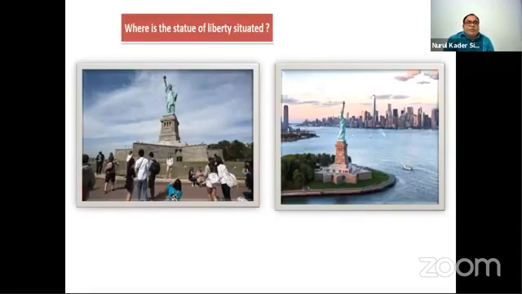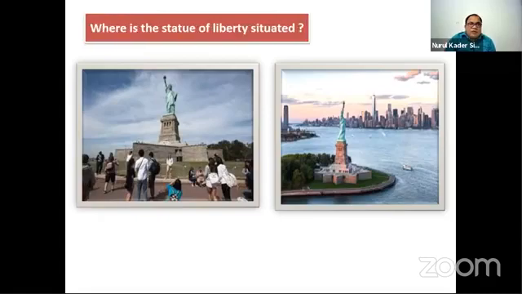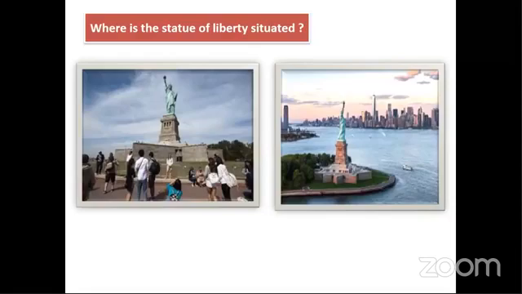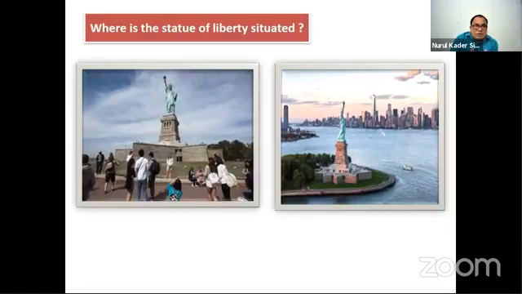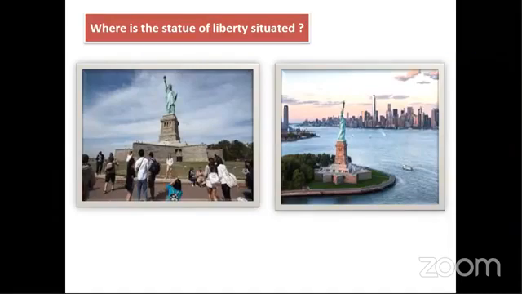Where is the Statue of Liberty situated? We see two pictures here. First one is the front side, and second one is the back side of the Statue of Liberty. Can you imagine, where is Liberty Island situated? USA. New York. But in what place? New York. Oh, fine. Thank you very much.